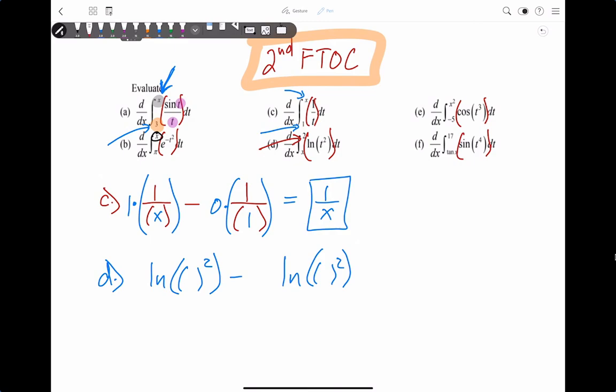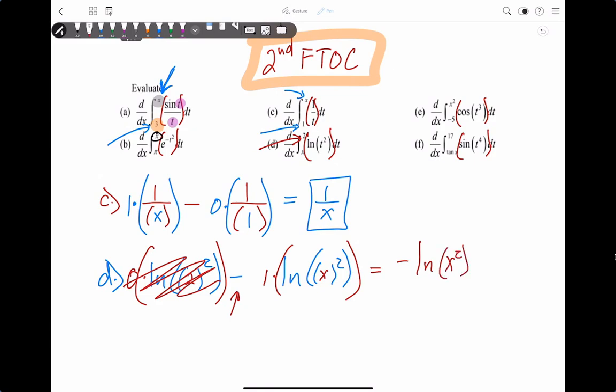We're going to go to our upper limit. So we plug in a 2 and multiply by the derivative of 2, which is 0. Notice that it's the whole integrand piece that gets multiplied. And then we plug in x and multiply by its derivative, which is 1. So this zeroes out, and I'm left with a negative because it was that subtracting f of a piece, if you will. So a negative natural log of x squared is the answer for D.